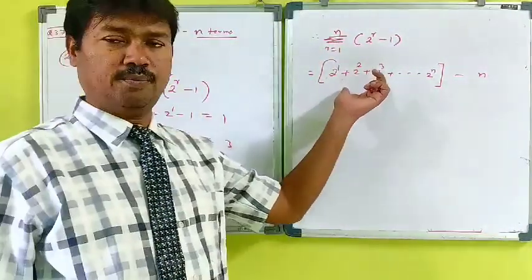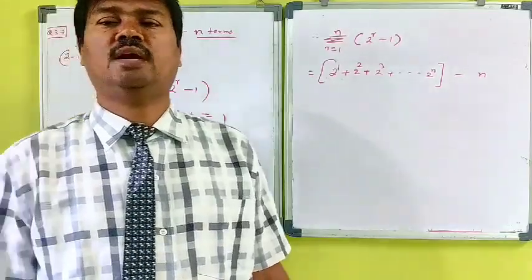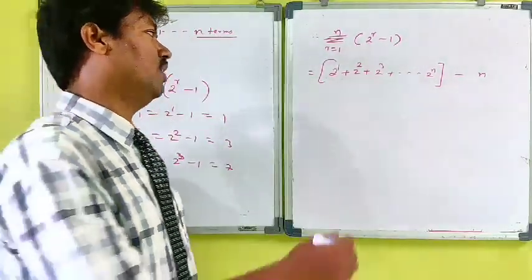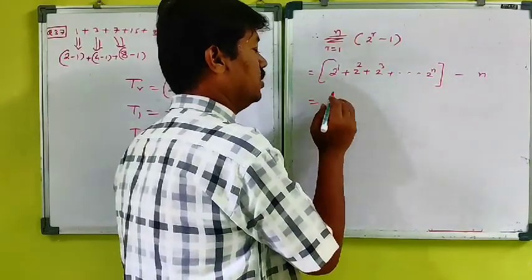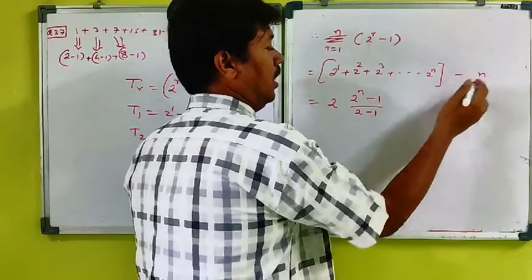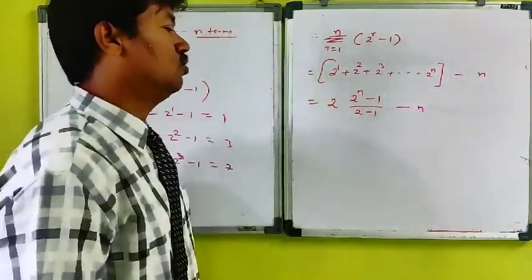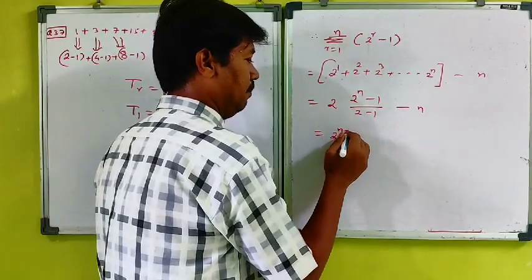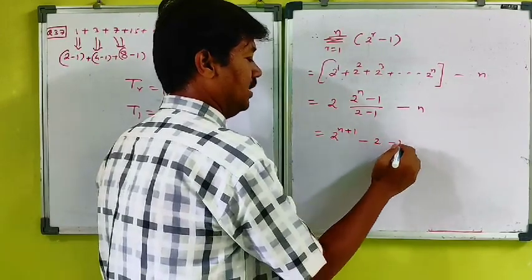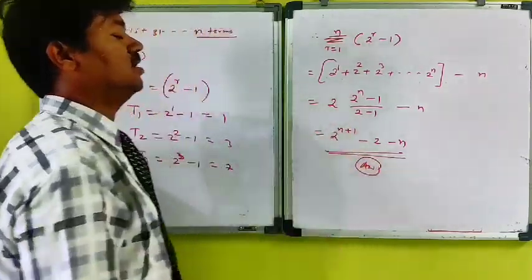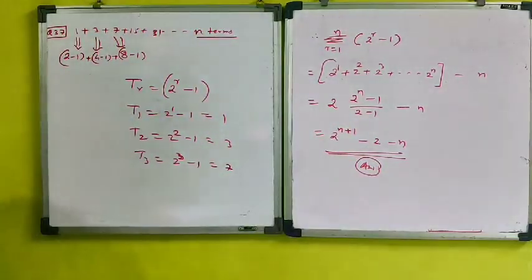Now this is a geometric progression with common ratio 2. The common ratio and first term are also 2, so it is 2 into 2 raised to n minus 1 upon 2 minus 1, minus n. So 2 minus 1 is 1, and 2 multiplied here gives 2 raised to n plus 1 minus 2 minus n. So this is our answer. The answer is 2 raised to n plus 1 minus 2 minus n.